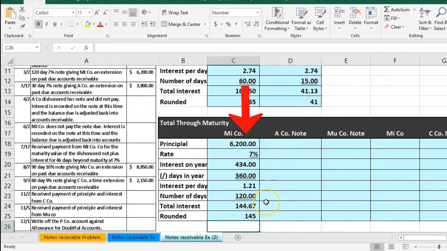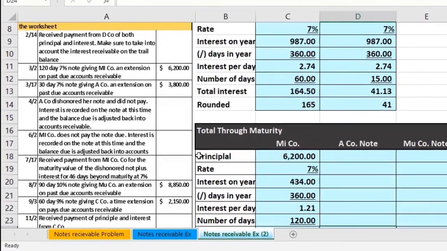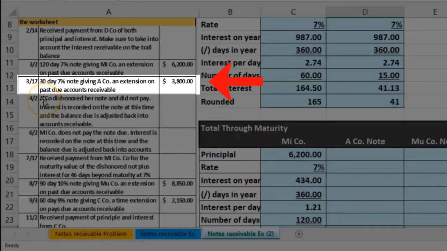Okay, so we're not going to do anything with this number yet because it's not due yet. We're just going to keep that until it becomes due, and then we'll do something with that number. Next, we got 317, 30-day, 7% note giving A company an extension on past due accounts receivable.